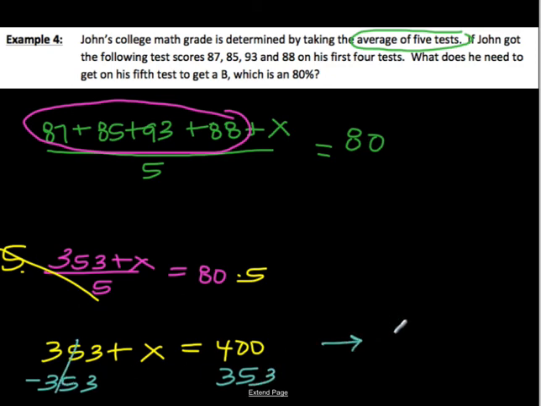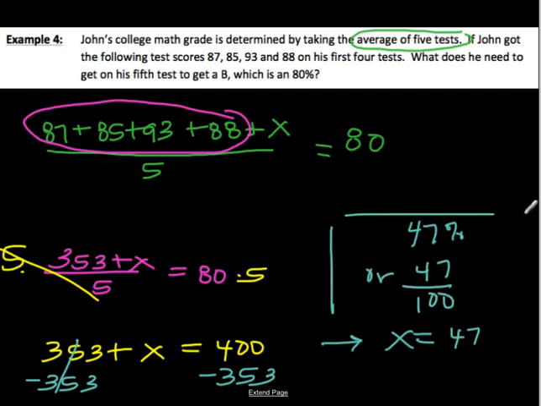So this will leave me with x is equal to 47. So what this means is that he needs to get a 47%, or 47 out of 100, on his test in order to keep his B. So I think he should be able to do that.